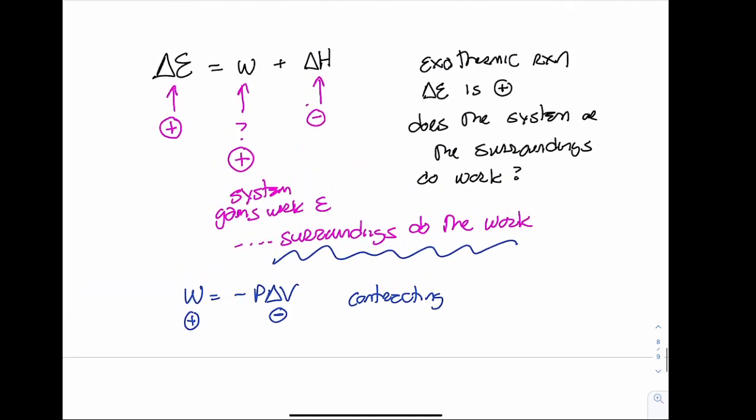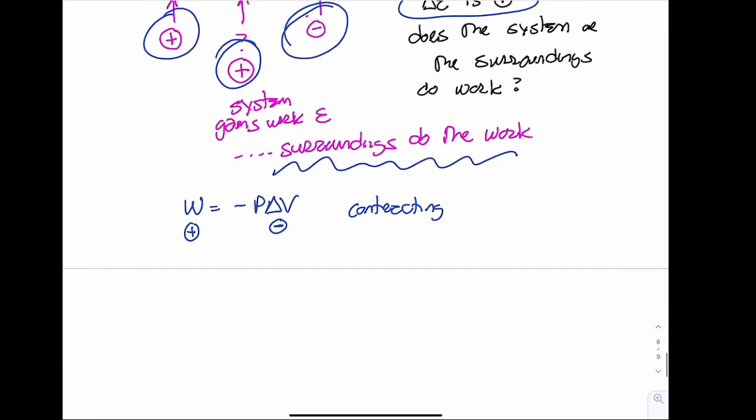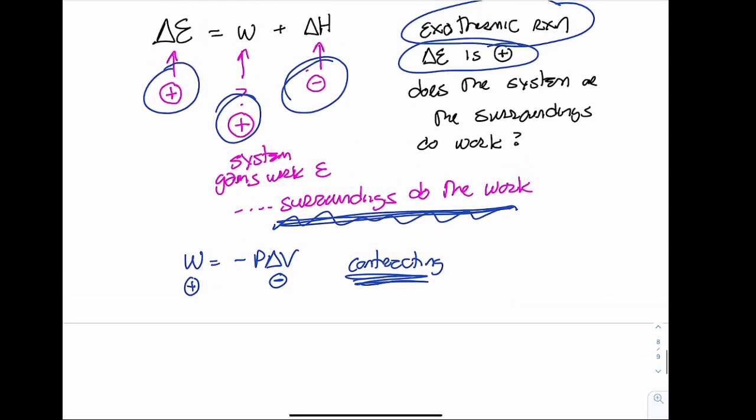So kind of going through it again, it's exothermic. So this is a negative value. I just flat out told us what this was, which means this has to be positive. If work is positive, my system is contracting, which means my surroundings are the ones that are doing the work. Again, we don't always have work in chemical systems, right? If it's a constant volume, then my total energy change is due only to my enthalpy change.